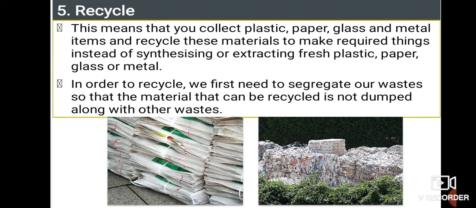The fifth one is recycle. This means that you collect plastic, paper, glass and metal items and recycle these materials to make required things, instead of synthesizing or extracting fresh plastic, paper, glass or metal. In order to recycle, we first need to segregate our waste, so that the material that can be recycled is not dumped along with the other waste.